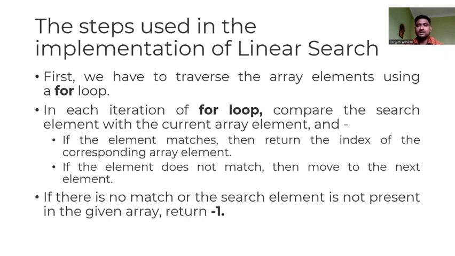Okay, it is simply: if the element is found, then it returns the index, or if not found, then it moves to the next index. If there is no match or the search element is not present in the given array, it just returns -1. Okay, these are the steps to execute the linear search.